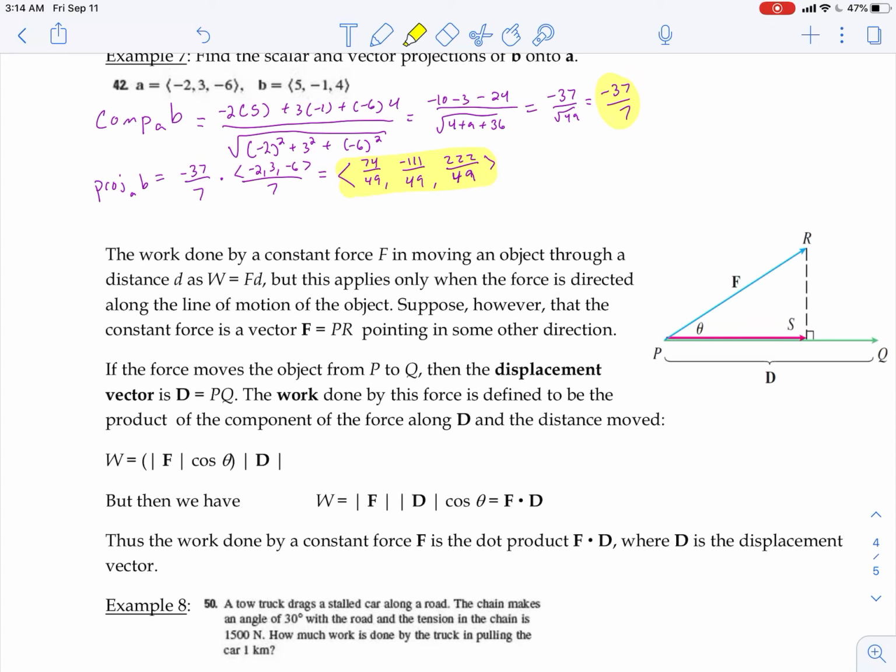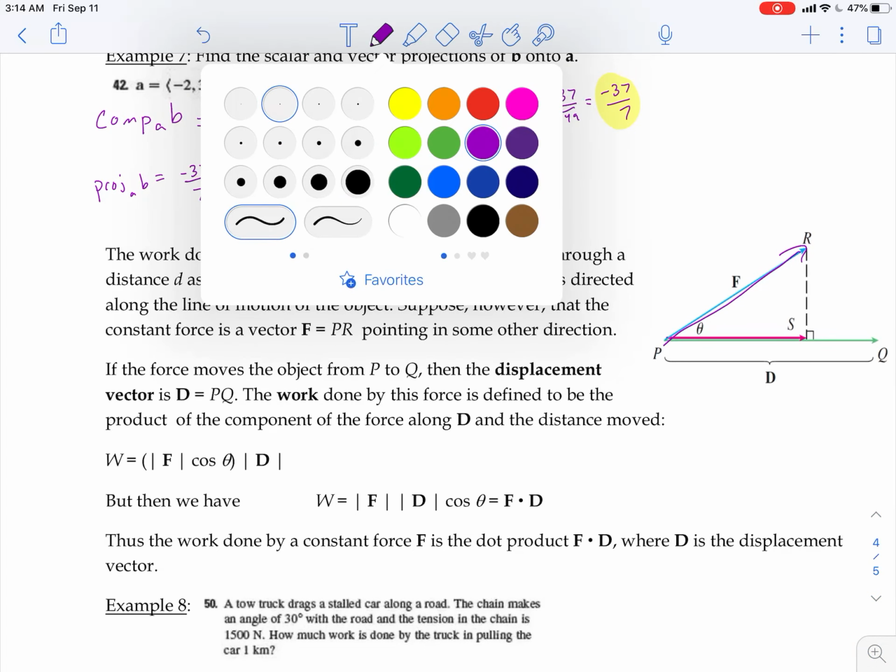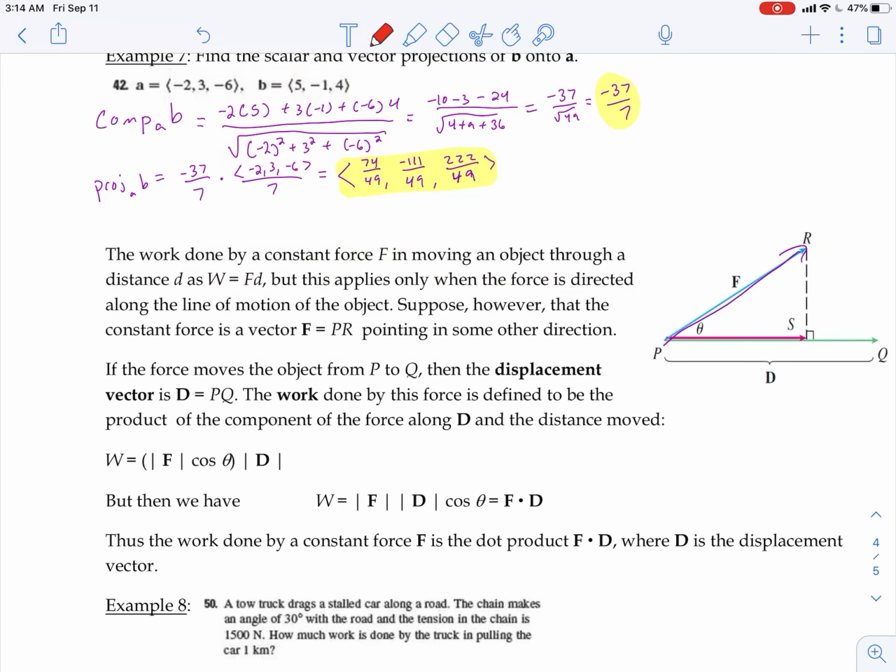So suppose, however, that the constant force is a vector F, which is PR. Instead of it being along the same line, our force is being directed somewhere above it. Because our force is directed somewhere above it, in order to use the formula, we need to figure out how we can project this vector onto the direction in which we're going. And this is what we just did. We need to find the projection vector.